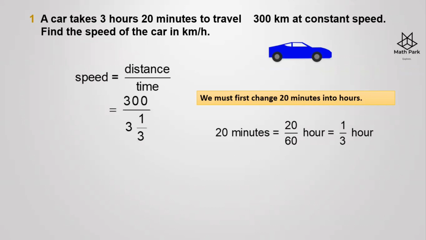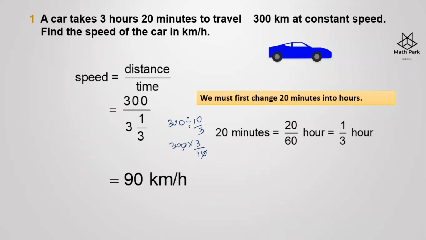So speed is distance divided by time. 3 3s are 9 plus 1, 10 upon 3. So it is 300 divided by 10 upon 3. 300 times 3 by 10, and that is how you get 90 kilometer per hour as the speed.